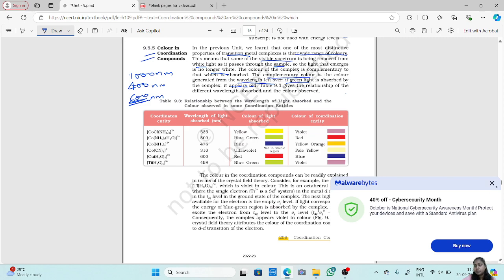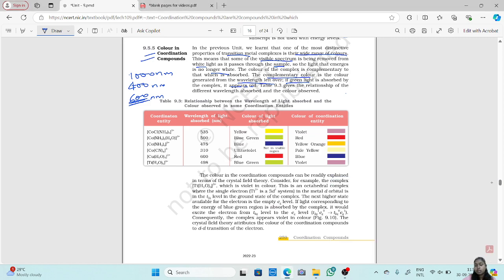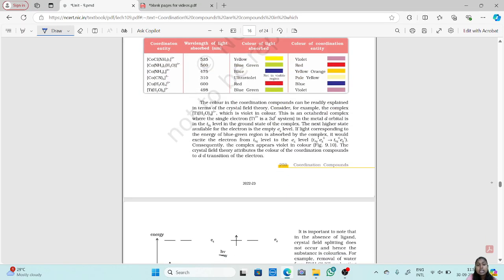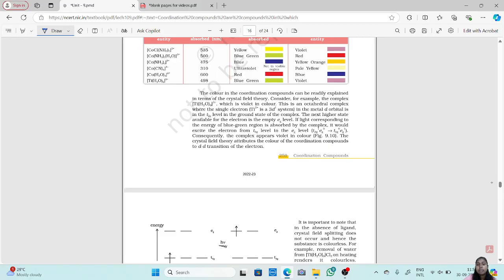Now here the complementary colors are given. Now the color in the coordination compounds can be readily explained in terms of the crystal field theory. So the colors of the coordination compound can be explained by the crystal field theory. For example, the complex Ti(H2O)6 3+, which is violet in color. Now this is an octahedral complex since it has 6 H2O molecules.